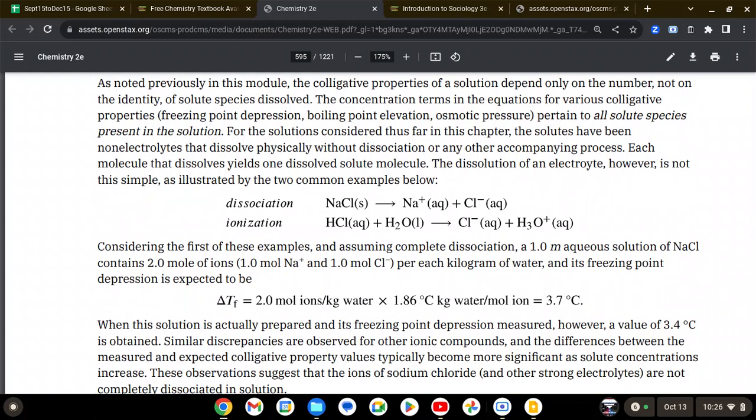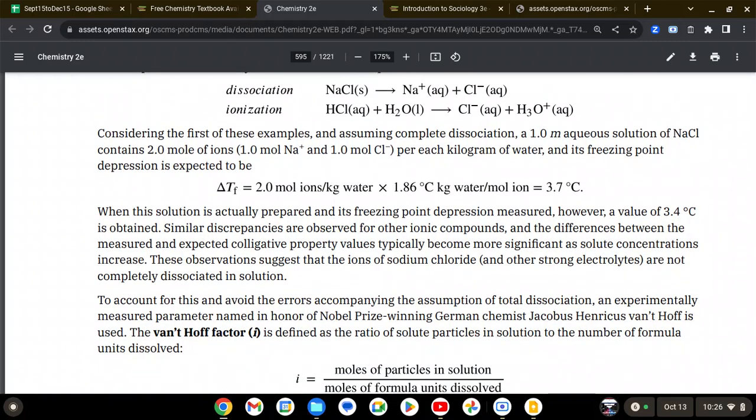The dissolution of an electrolyte, however, is not this simple, as illustrated by the two common examples below. Considering the first of these examples and assuming complete dissociation, a 1 molal aqueous solution of sodium chloride contains 2.0 mole of ions per each kilogram of water, and its freezing point depression is expected to be ΔTf = 2 mol ions/kg water × 1.86 °C kg water/mol ion = 3.7 °C. When this solution is actually prepared and its freezing point depression measured, however, a value of 3.4 °C is obtained.